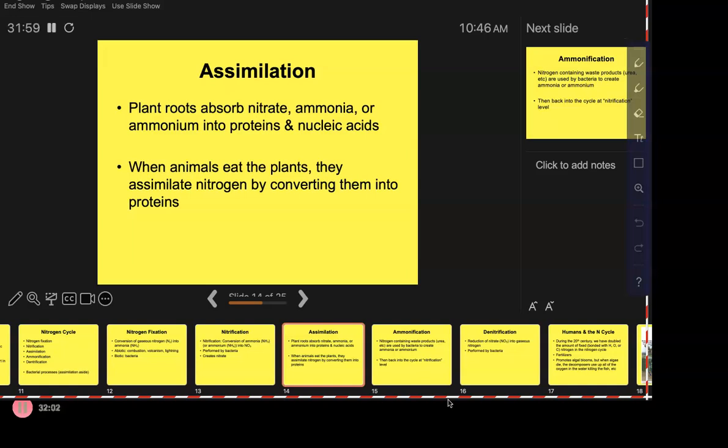So the plant roots absorb the nitrates that we just made. It's also worth pointing out, if only to confuse you, that they could have used that ammonia and that ammonium as well. But they really like the nitrates. So that goes into the plants as food. And then when the critters eat the plants, they use that to build proteins.